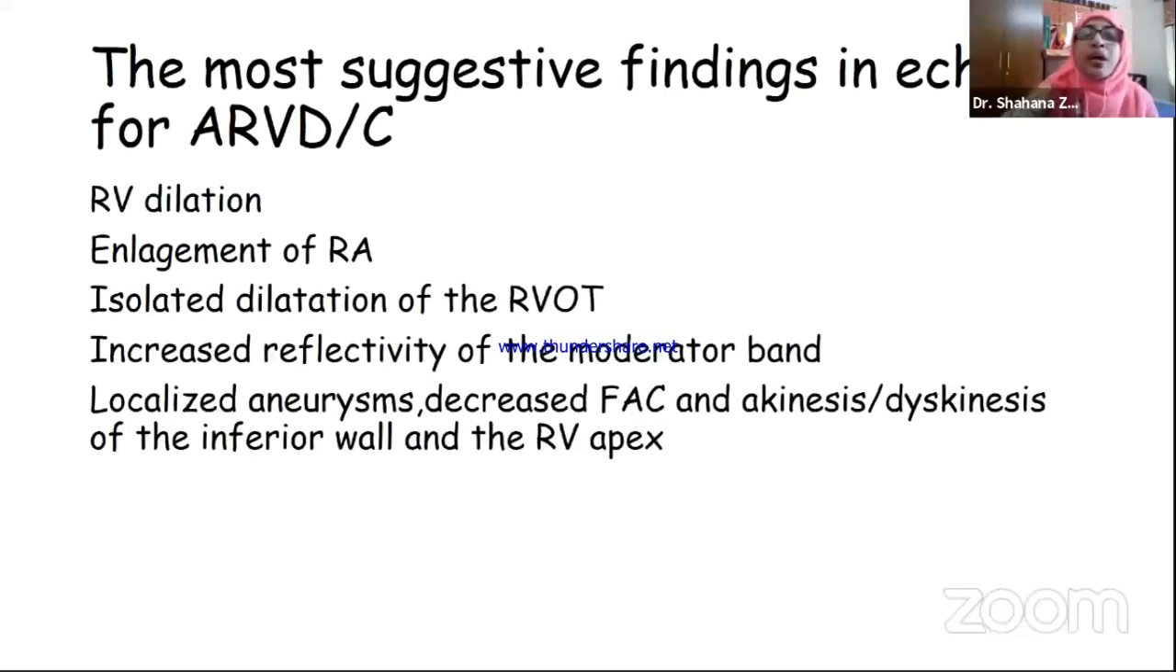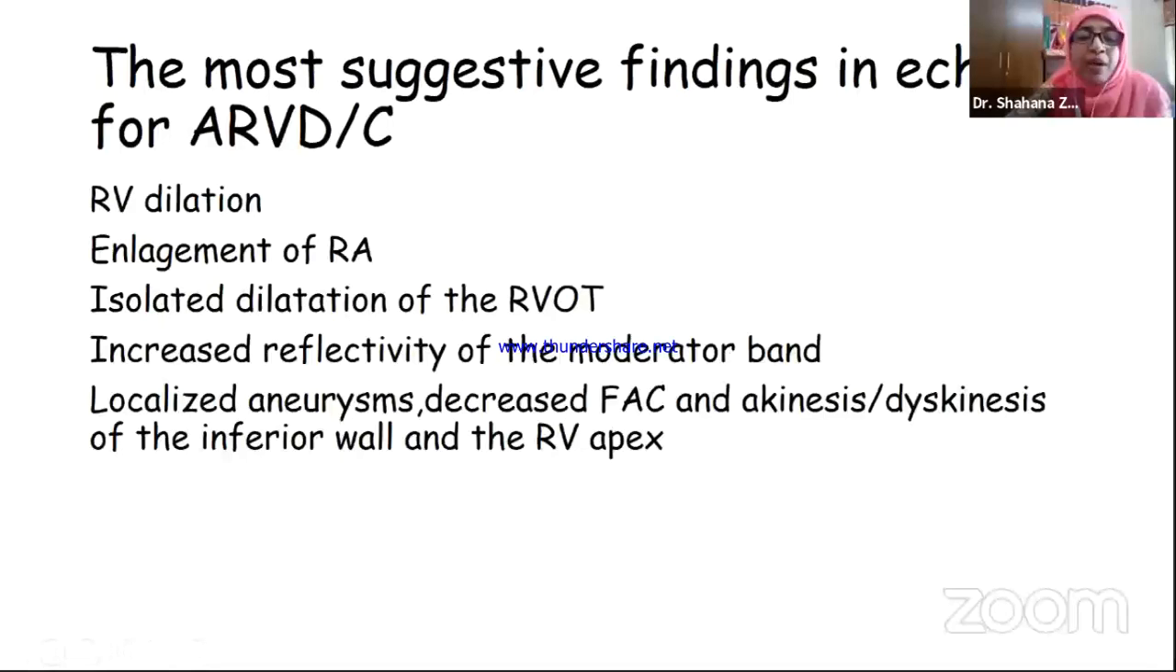With these findings, we suspect this patient has ARVD, and the most suggestive findings in echo for ARVC are RV dilatation, enlargement of the right atrium, isolated dilatation of RVOT, increased refractility of the moderator band, and local aneurysm, decreased fractional area change, akinesis or dyskinesis of the inferior wall and the RV apex.